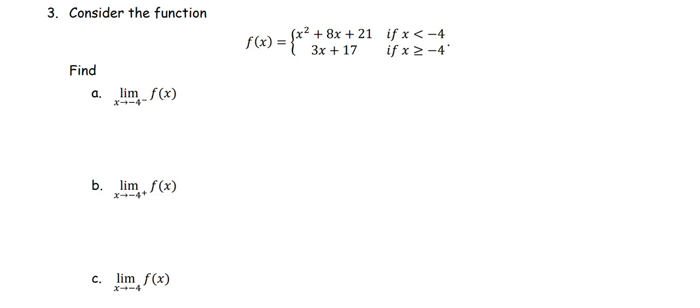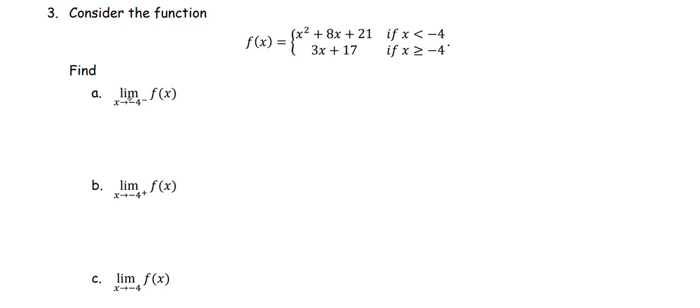For this problem, we consider the function f of x equals x squared plus 8x plus 21 if x is strictly less than -4, or f of x is 3x plus 17 if x is greater than or equal to -4. We're going to find the limit of the function f of x as x approaches -4 from the left. Find the limit of the function f of x as x approaches -4 from the right in part B, and in part C we find the two-sided limit of f of x as x approaches -4.